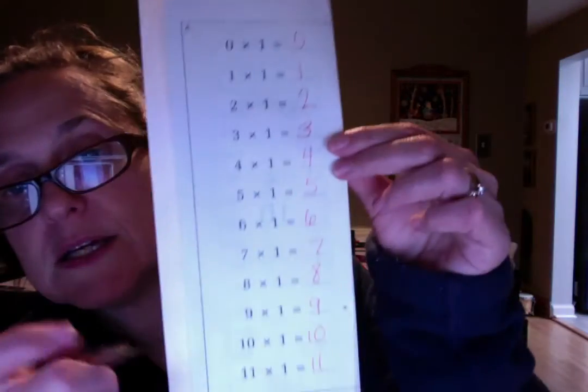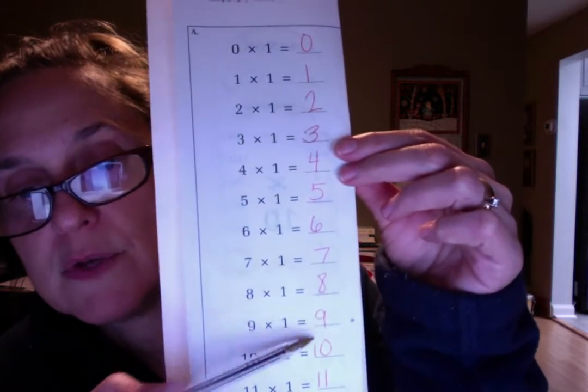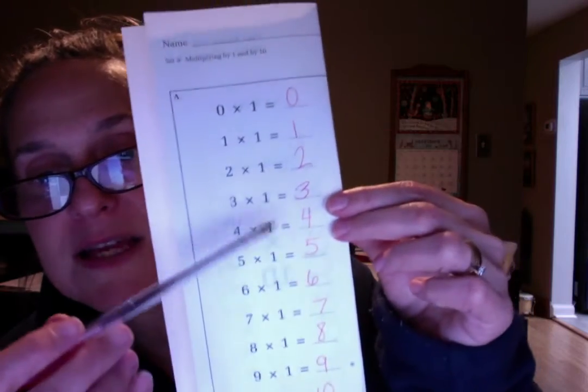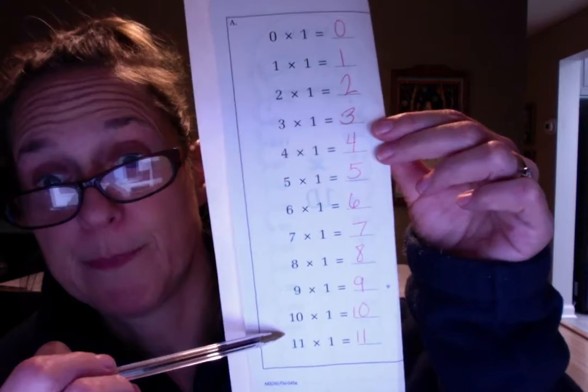8 groups of 1, 8. 9 groups of 1, 9. 10 groups of 1, 10. 11 groups of 1, 11. So anything times 1 is the other number, because you only have one group of that.